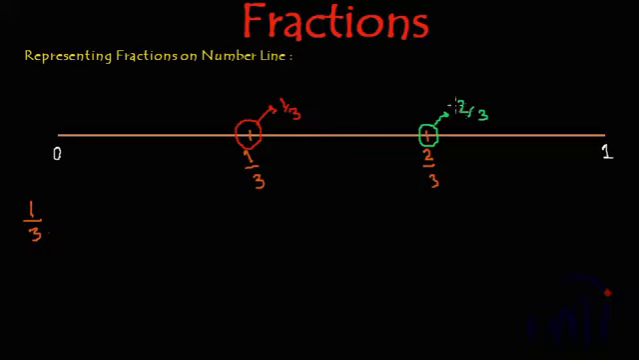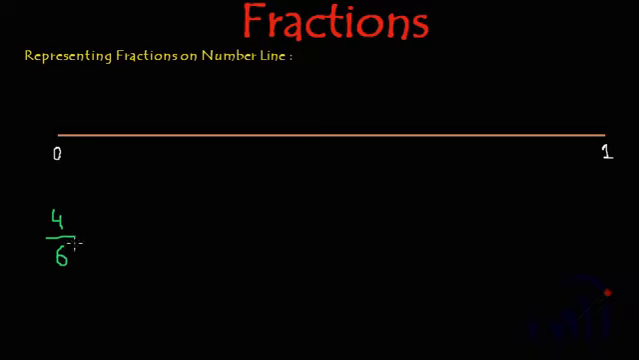Right? And now suppose you want to represent 4 by 6 on this number line. So what we have to do? We have to divide this line from 0 to 1 into 6 equal parts, right? So how do we do that? First, I'll divide it into 3 equal parts, then each part I'll divide into half.